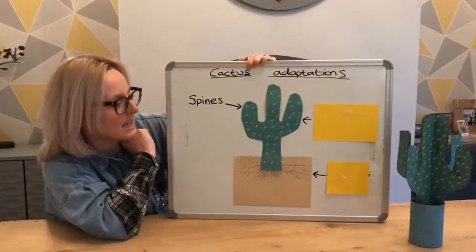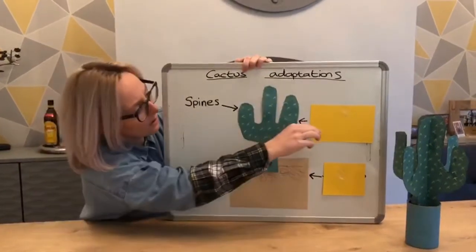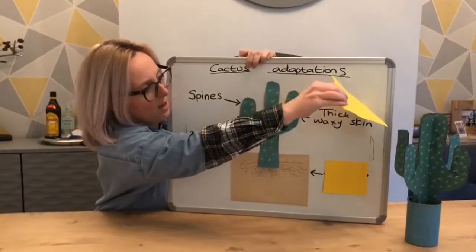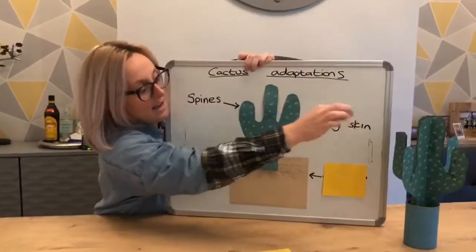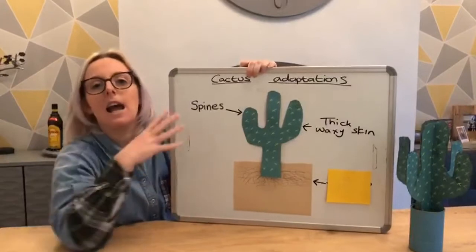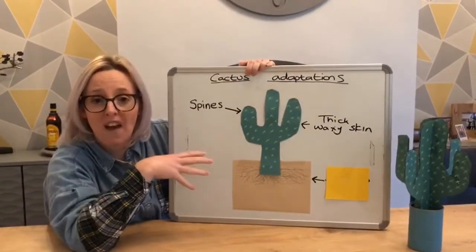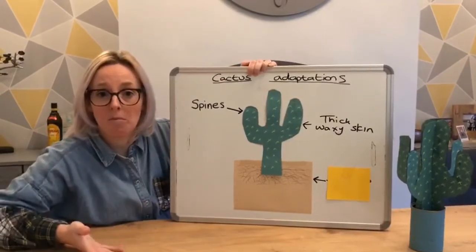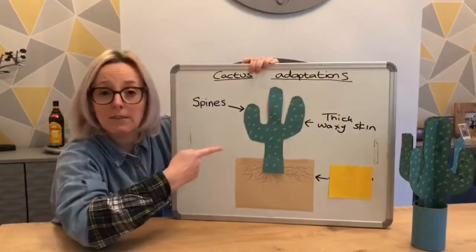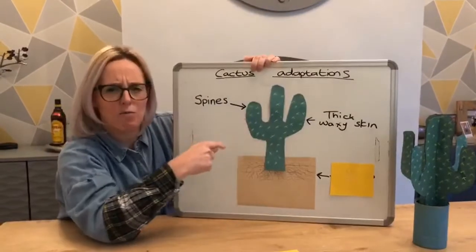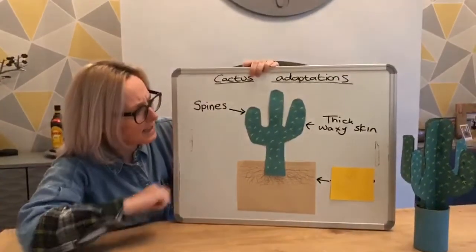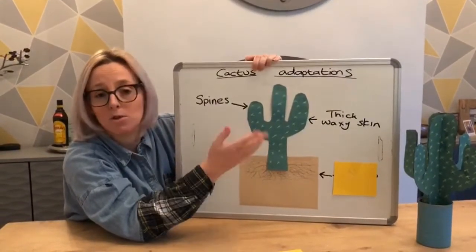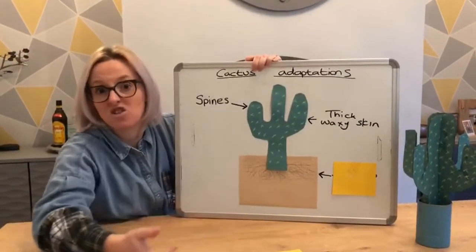So really handy adaptation. Another way that they are adapted is they have incredibly thick, waxy skin. And what that thick, waxy skin helps them to do is it prevents water loss, because water will be lost from the leaves. If it hasn't got leaves, water could be lost from the skin because of that really, really hot, intense heat. So that thick, waxy skin helps to prevent that water loss, which is really important because deserts are dry.